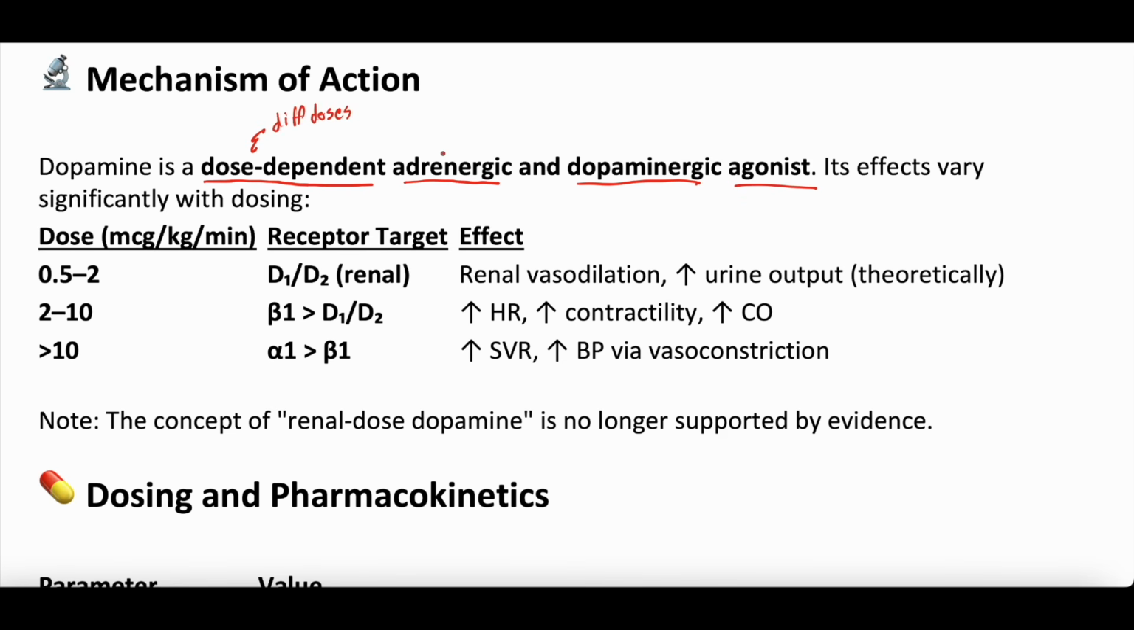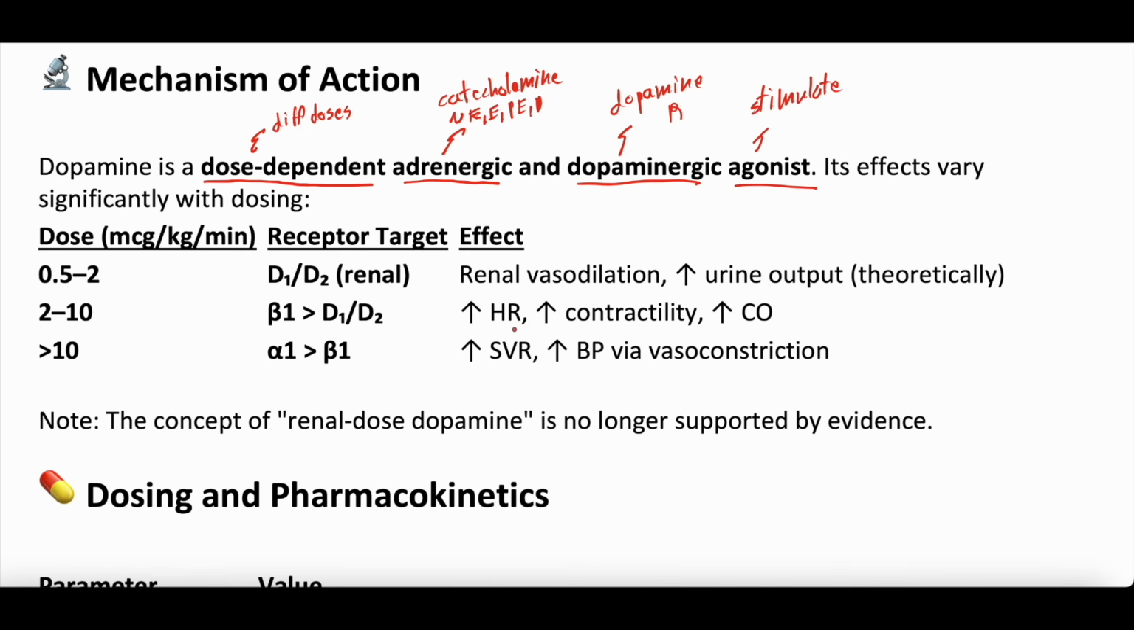We'll talk about that. Adrenergic: this is something we've talked about in previous episodes on vasopressors, and adrenergic means catecholamine-based. The mechanism of action uses catecholamine receptors, right? These are things like norepinephrine, epinephrine, phenylephrine, and now dopamine as well. And then dopaminergic, it acts on dopamine receptors as well. An agonist means it stimulates said receptors. So it is a dose-dependent adrenergic and dopaminergic agonist.